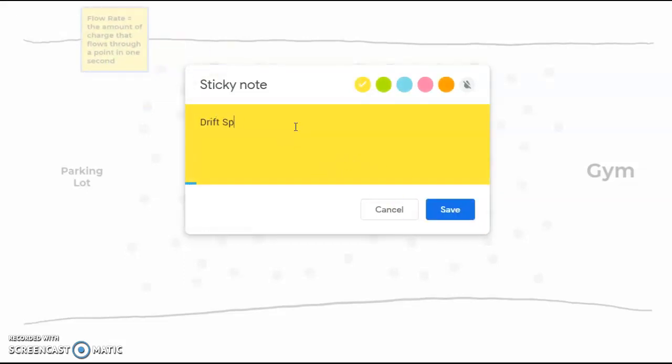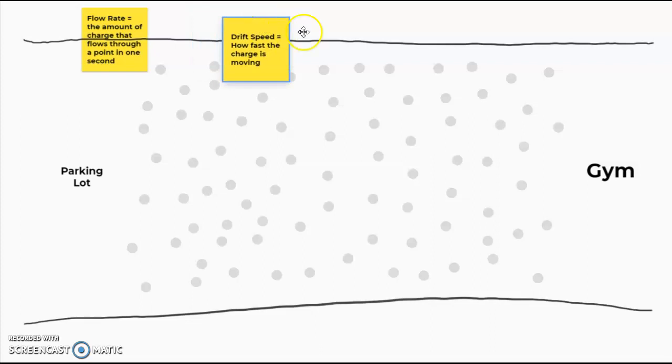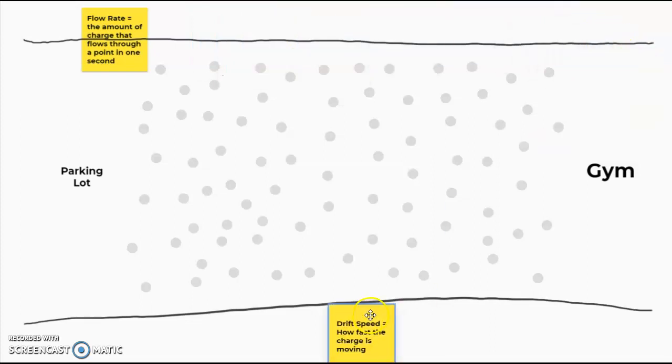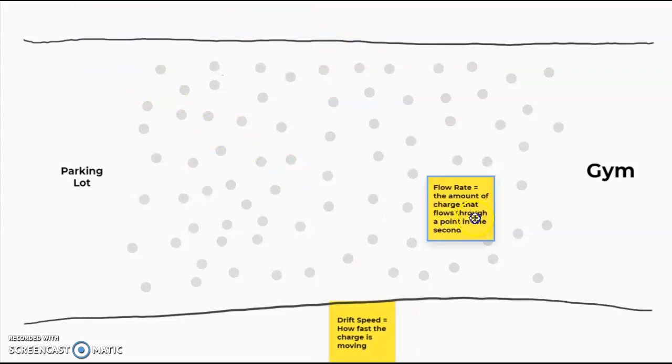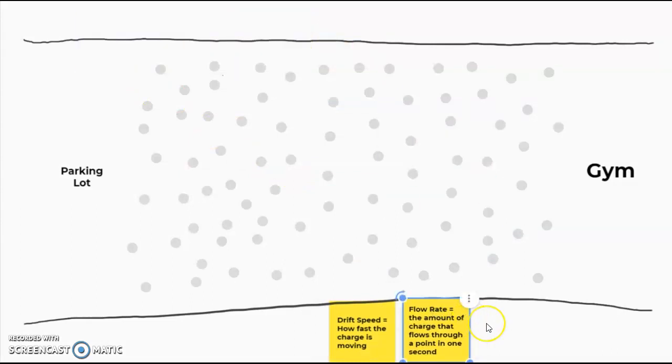Whereas drift speed is something altogether different. Drift speed is how fast the charge is moving. And in these analogies, we're going to look at charge as people. So I'm going to use a situation that's probably fairly familiar to you, moving kids from the Seton parking lot into the gym. That should be something that is more or less familiar to you already.